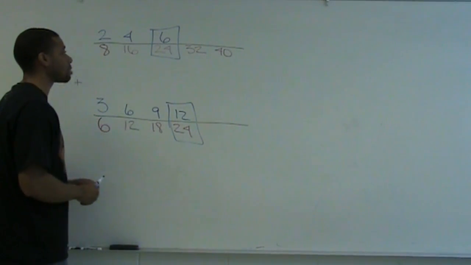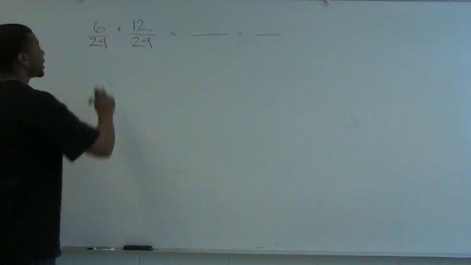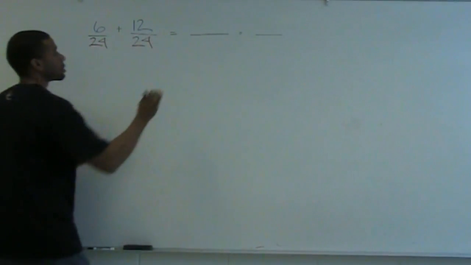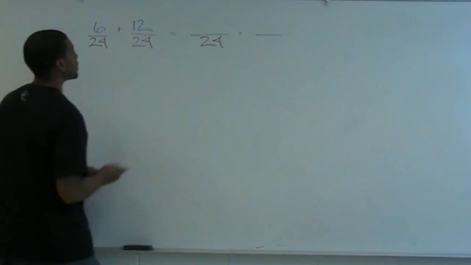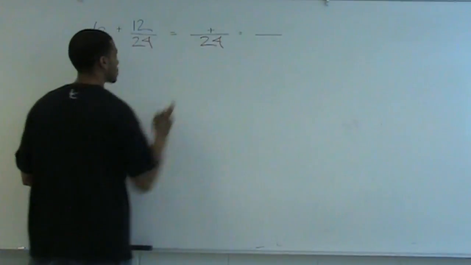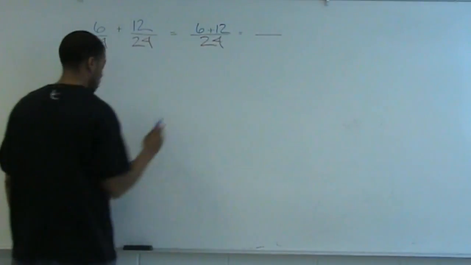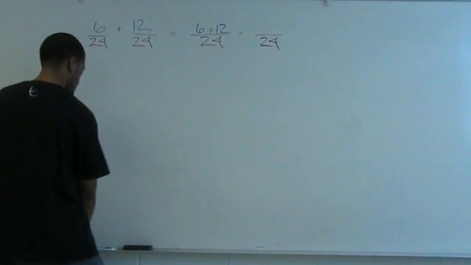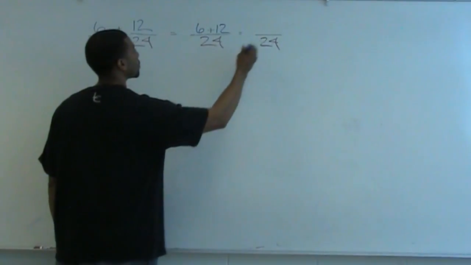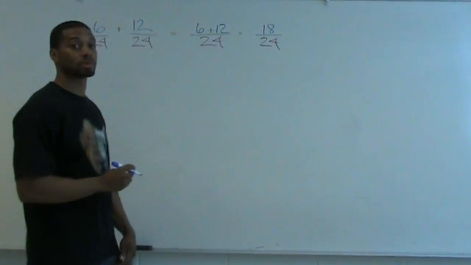Now I'm going to rewrite the problem, and we're going to add them with like denominators. All right, so now I've rewritten my problem. I have 6/24 plus 12/24. Again, I don't add my denominator, so I just bring it over, place my 24 there. All I'm doing is adding 6 and 12. So I'll place my 6 and 12 there. Again, my denominator will remain 24. And once I add 6 plus 12, I'll get 18. So my answer will be 18/24.